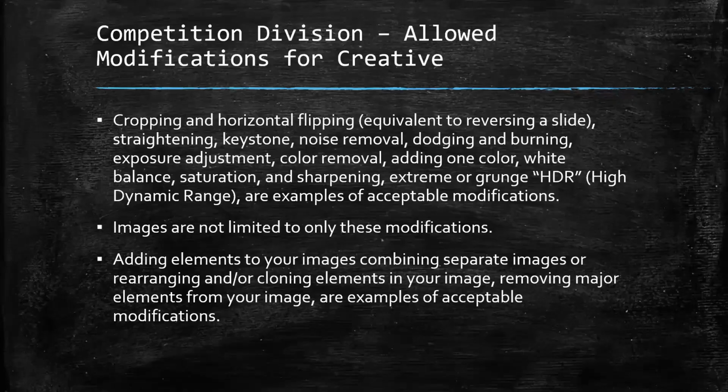Here's a summation of the allowed modifications for creative. You can have cropping and horizontal flipping, equivalent to reversing a slide, straightening, keystone, noise removal, dodging and burning, exposure adjustment, color removal, adding one color, white balance, saturation and sharpening, extreme or grunge HDR are examples of acceptable modifications. Images are not limited to only these modifications. Adding elements to your images, combining separate images, or rearranging or cloning images. If you want to have a repetitive pattern, you can be cloning images and to make one image. Removing major elements from your image are examples of acceptable modifications.